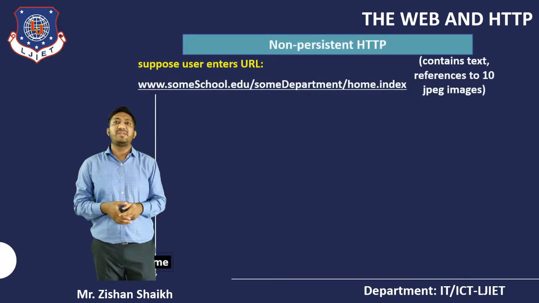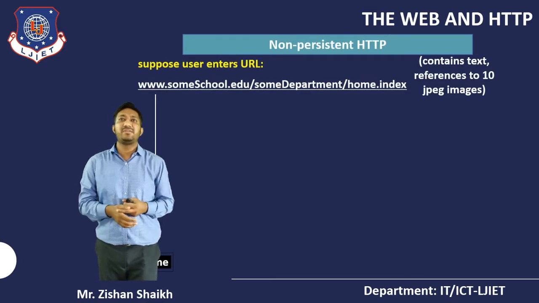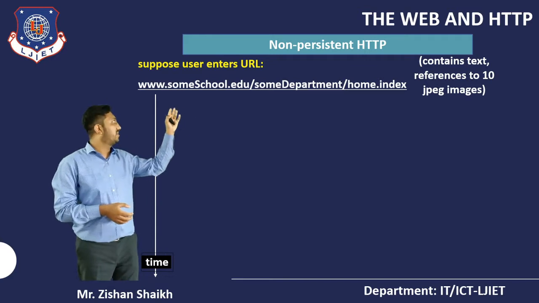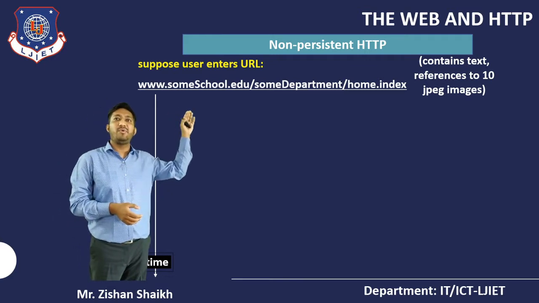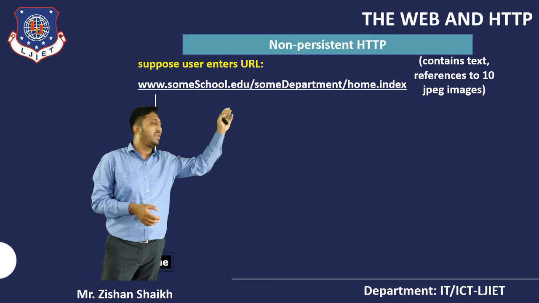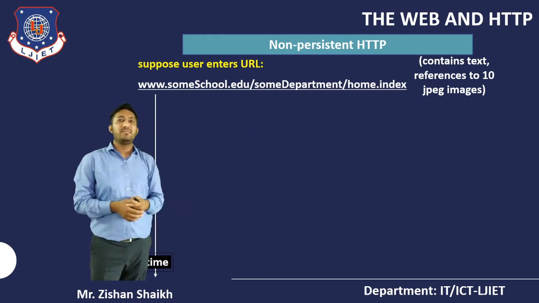So let's understand how non-persistent HTTP performs the task. Suppose the user enters this URL, www.xyz.com, and then one specific path.